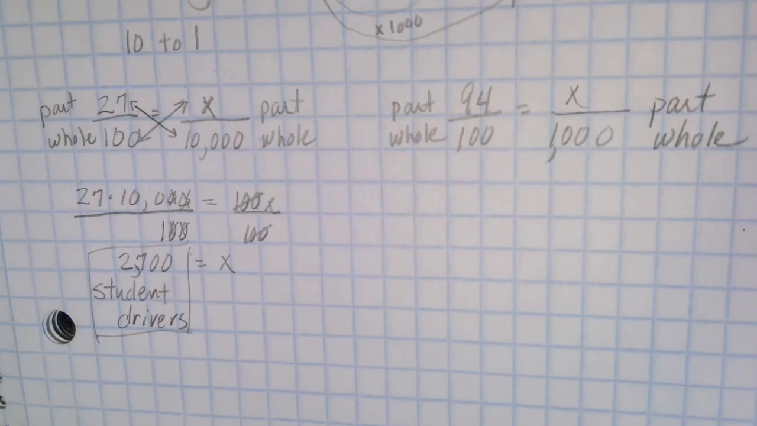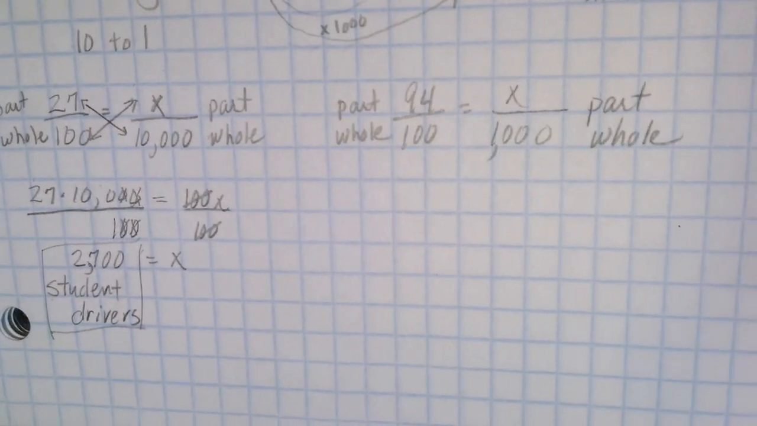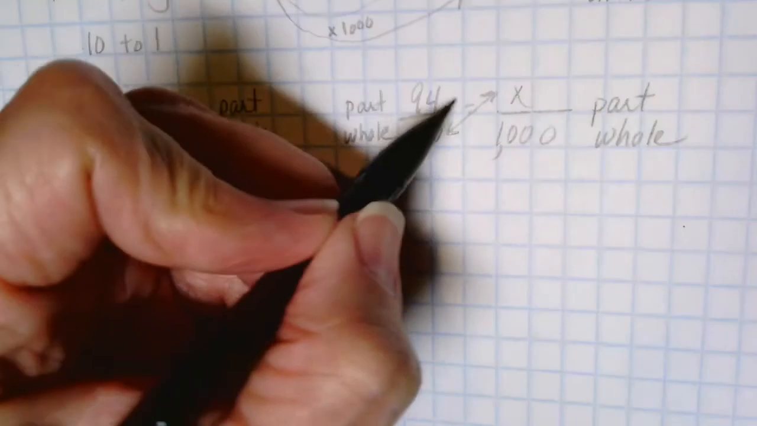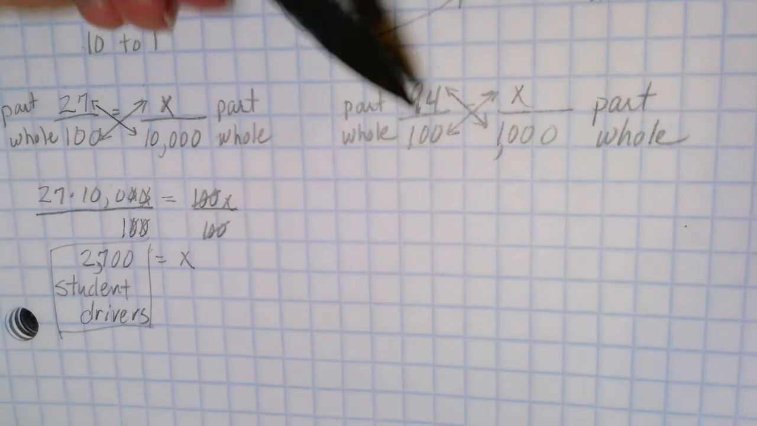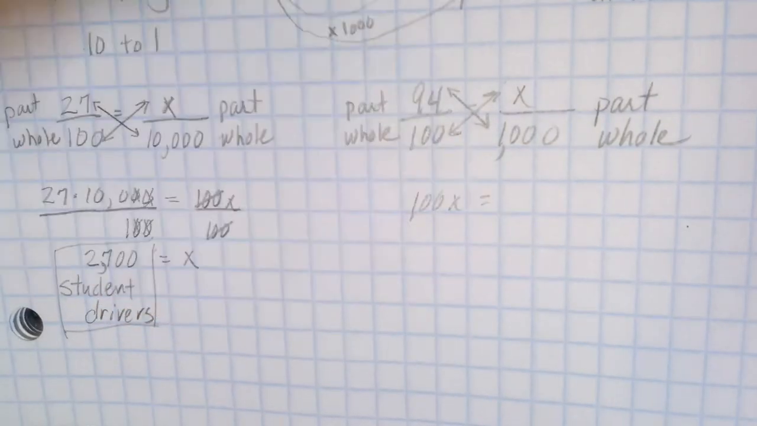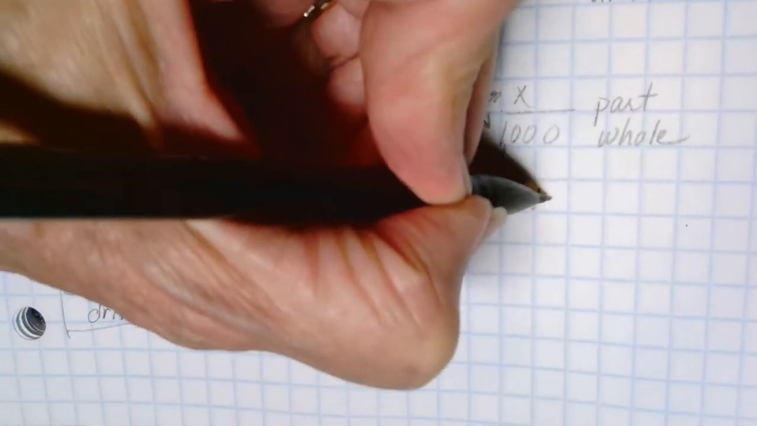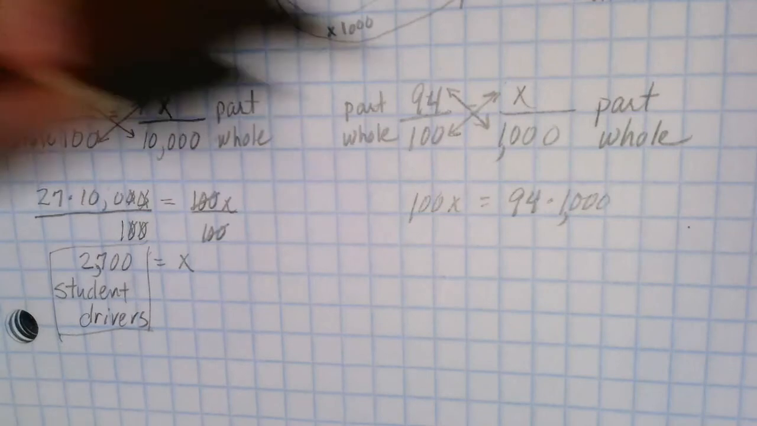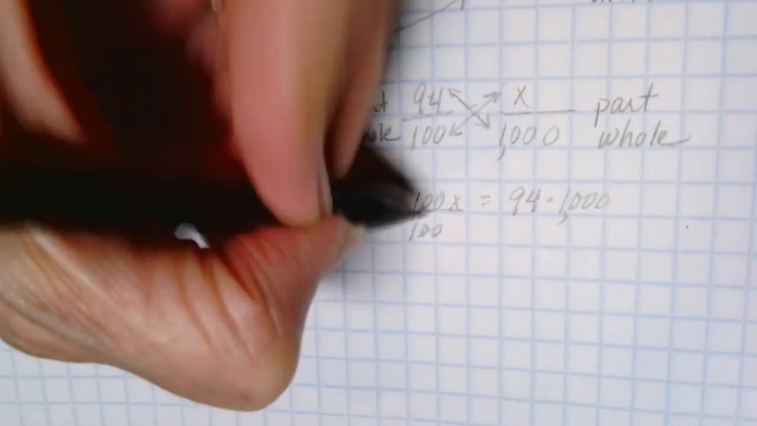So now I want to find my adult drivers, my employee drivers. So I'm going to do the same thing using cross multiplication. 100 times x and 94 times 1,000. Again, dividing each side by 100.